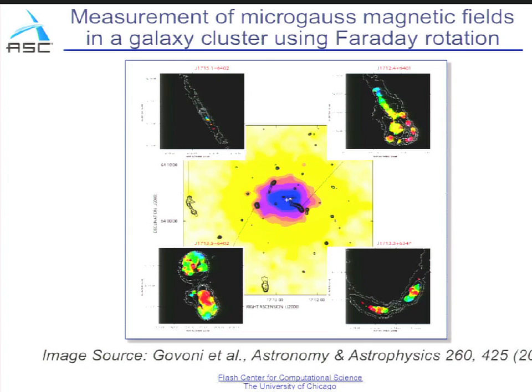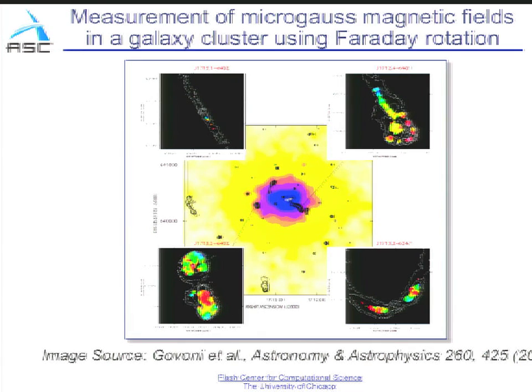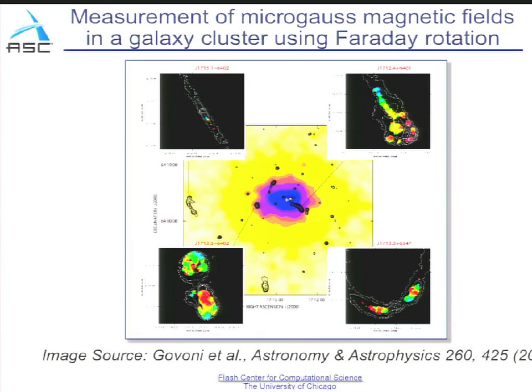And what turns out to be the case is that behind this cluster at various places, and even embedded in the cluster, are galaxies that are radio sources. And so when the radio emission comes from those galaxies to us through the cluster, it turns out that the magnetic fields in the cluster cause Faraday rotation of that radio emission. And by measuring that Faraday rotation, we can get this estimate of what the magnetic fields are in the galaxies.